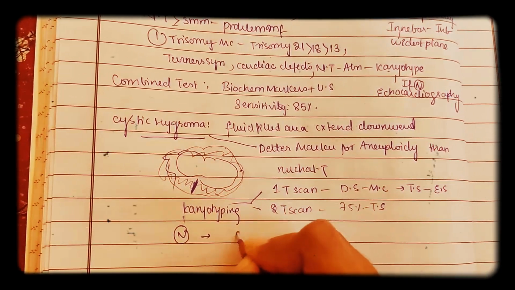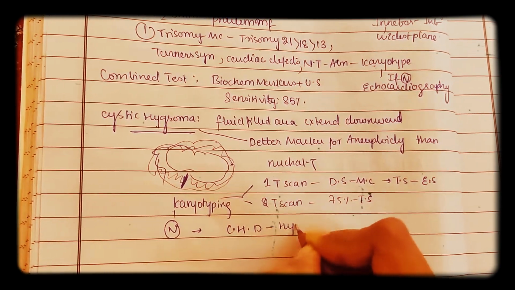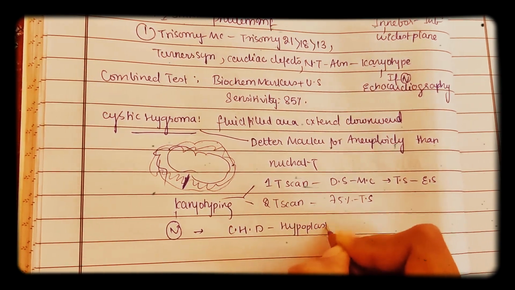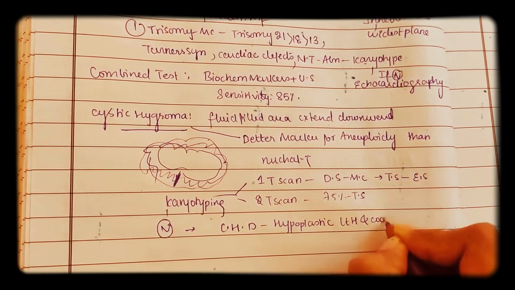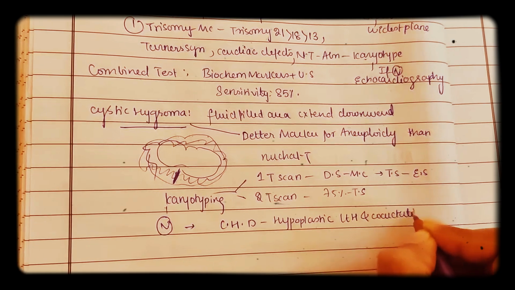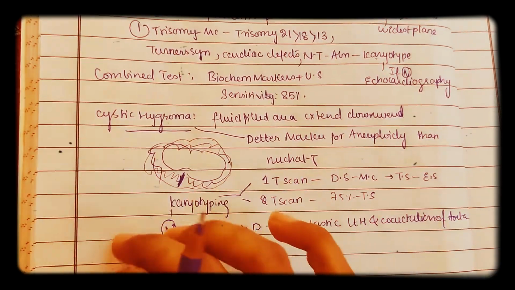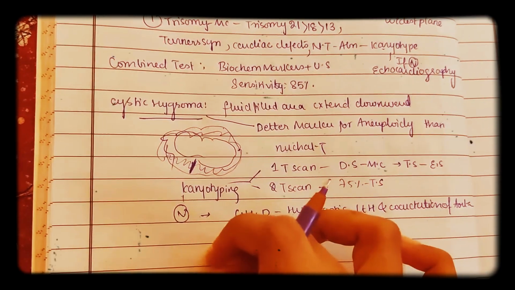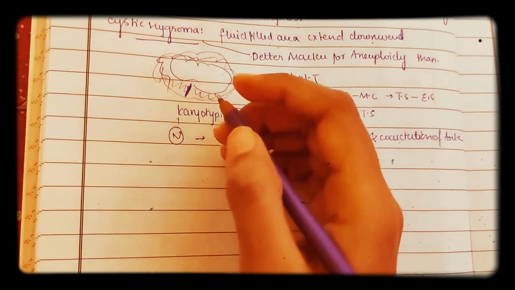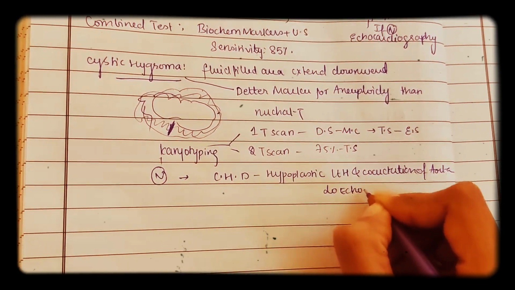Other indications may be congenital heart disease, like you may have hypoplastic left heart and coarctation of aorta. That means always remember that cystic hygroma not only indicates aneuploidy. If aneuploidy is not present, then you should see whether these diseases are present. So for that you need to do, of course, echocardiography, right?